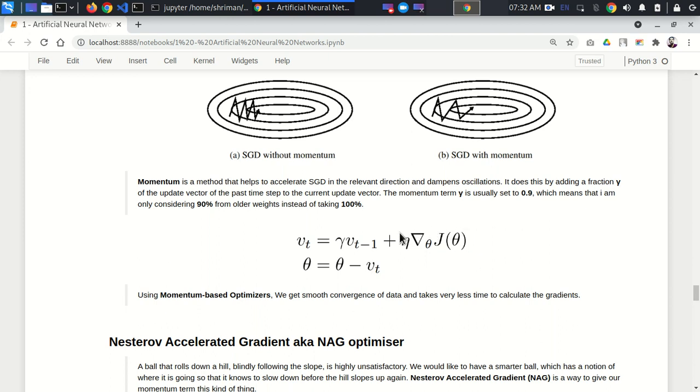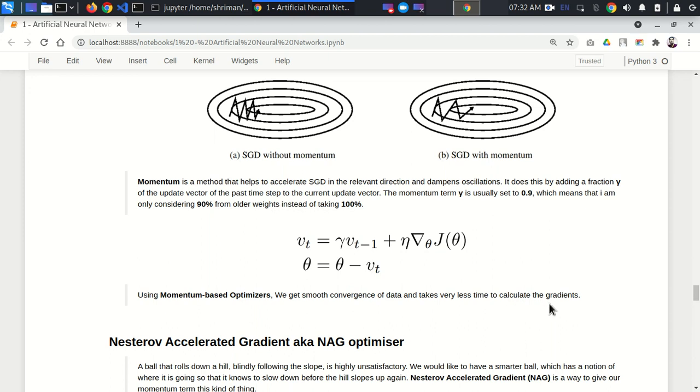This particular term is the same. What people have done is just introduce this V(t-1) and this gamma parameter. And what is the actual meaning of introducing these things, guys? See what they have done. They say that okay, we are adding a momentum term gamma here. This gamma will have a value between 0 and 1. So they are saying that by adding this gamma, I am only considering 90% from older weights instead of taking 100%.